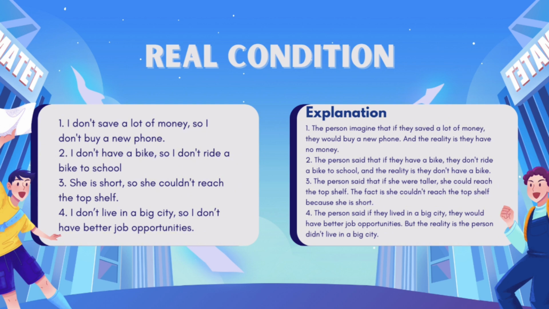Number 2. I don't have a bike, so I don't ride a bike to school. The explanation: the person said that if they had a bike, they would ride a bike to school, and the reality is they don't have a bike.